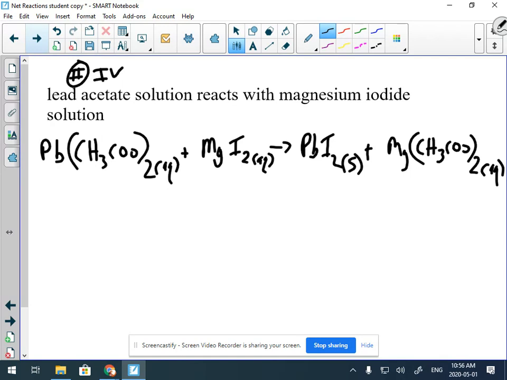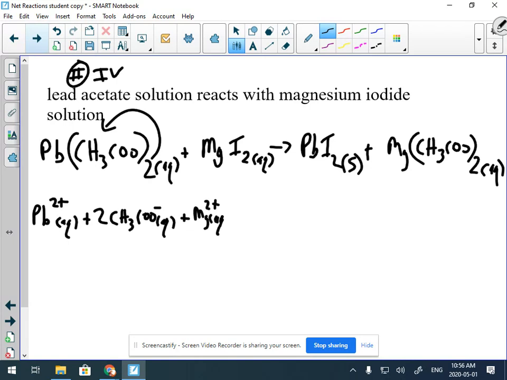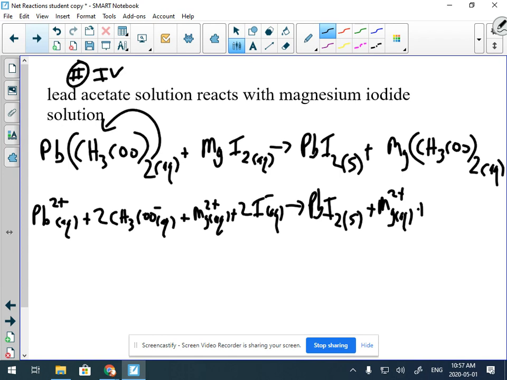Okay. We have to break up everything that's aqueous. So this is going to be a bit of a pain. Okay, so we've got lead 2 plus. Now, that 2 means there's 2 acetates. 2 acetates. All right. And we have to bust up this. Oh, man. 2 iodides. Arrow. Oh, thank goodness. It's solid. Yes. Oh, man, this one's not. Magnesium 2 plus and 2 CH3COO negative.